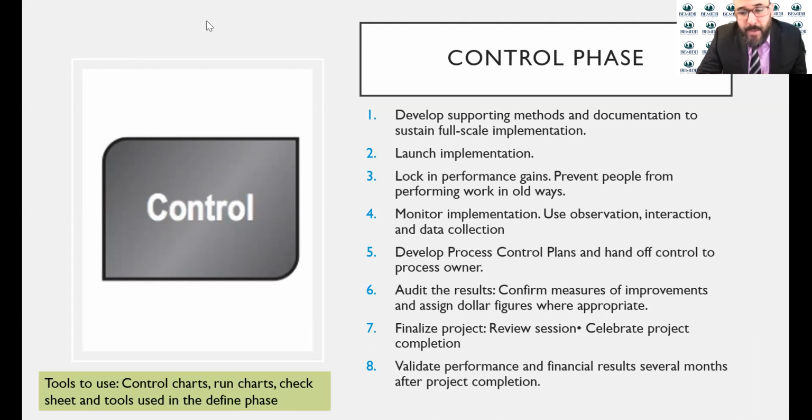And then once you're happy, you could hand off the control to the owner of the process. You may be an outsider of the department. You came to the department to help them, and now it's time to go to another project. So you have to hand off the whole project, the control, to the process owner. Audit the result. We need to confirm that the improvement has been effective. And the last thing you want to do is finalize the project through the review session.